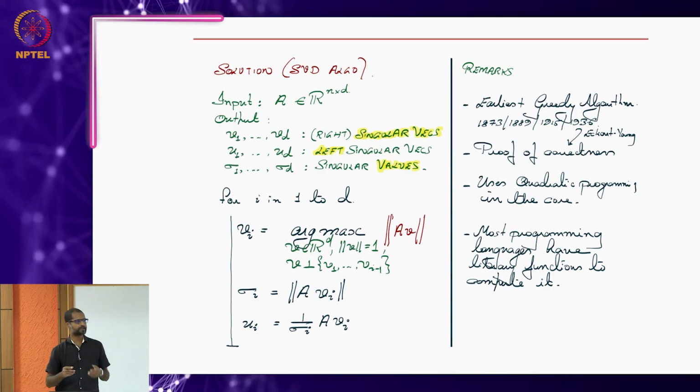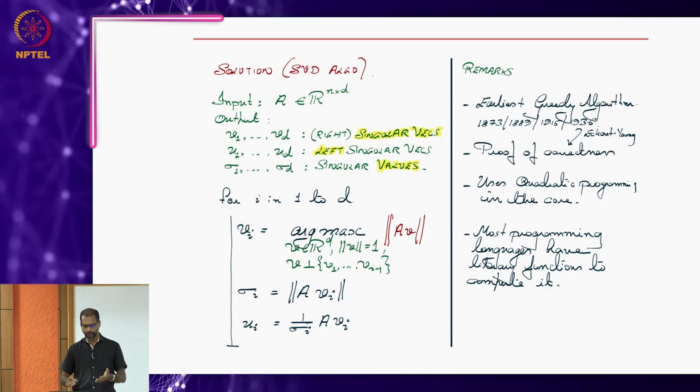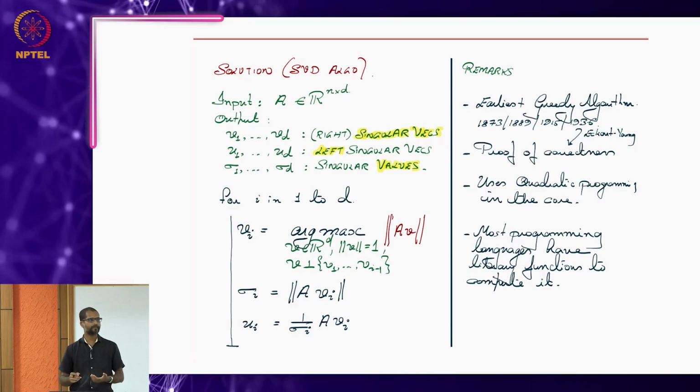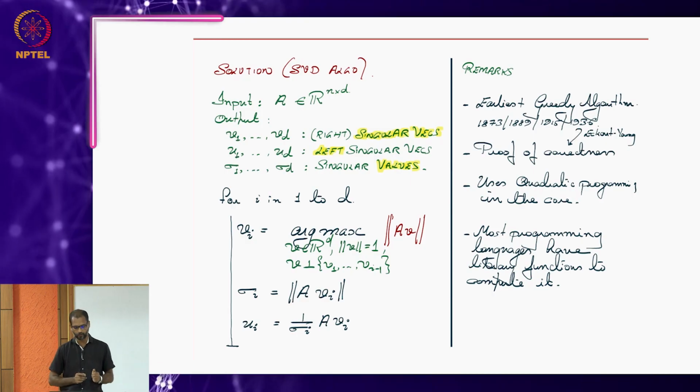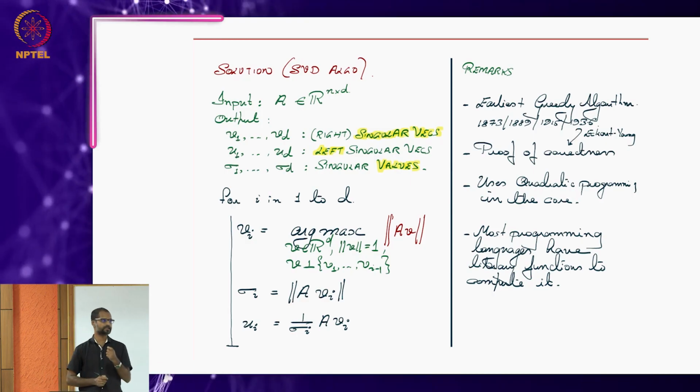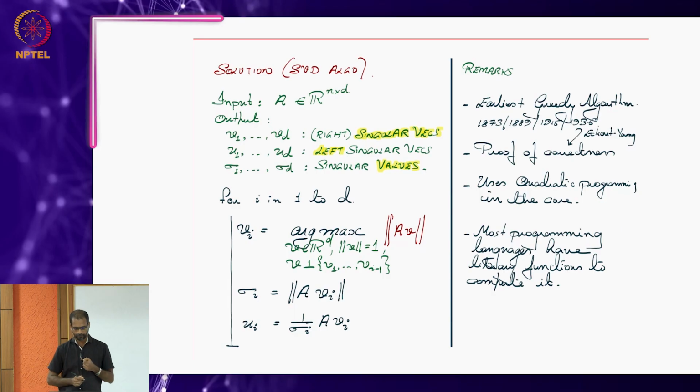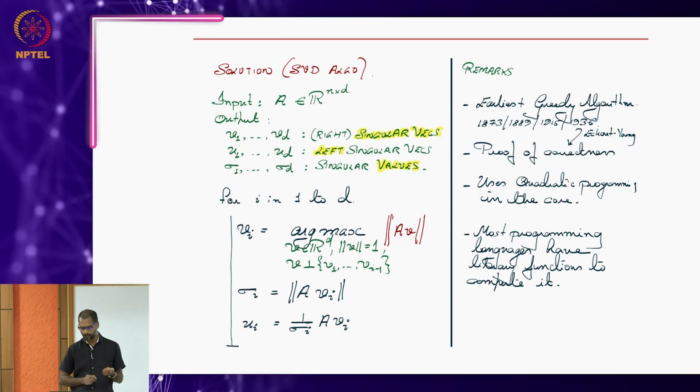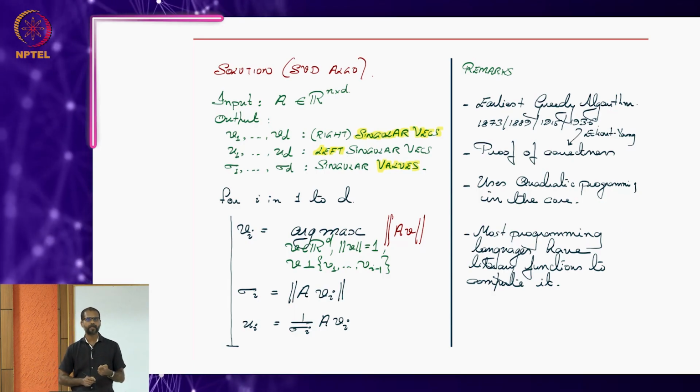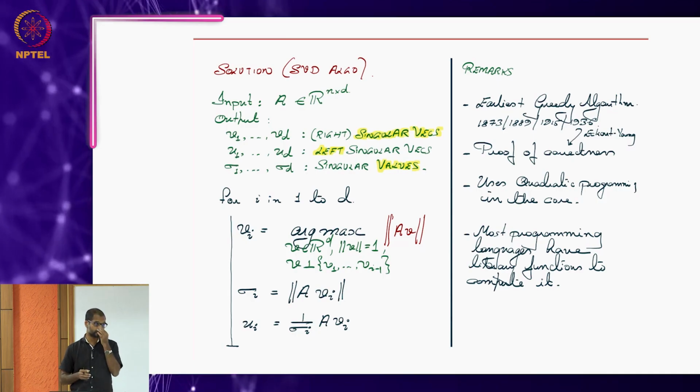So usually you write it as a for loop. For i from 1 to d, what is vi? Forget about the sigma i and ui for now. Look at only the first line inside the for loop. How do you find vi? It is argmax over Av, where v runs over a search space. What is the search space for v?